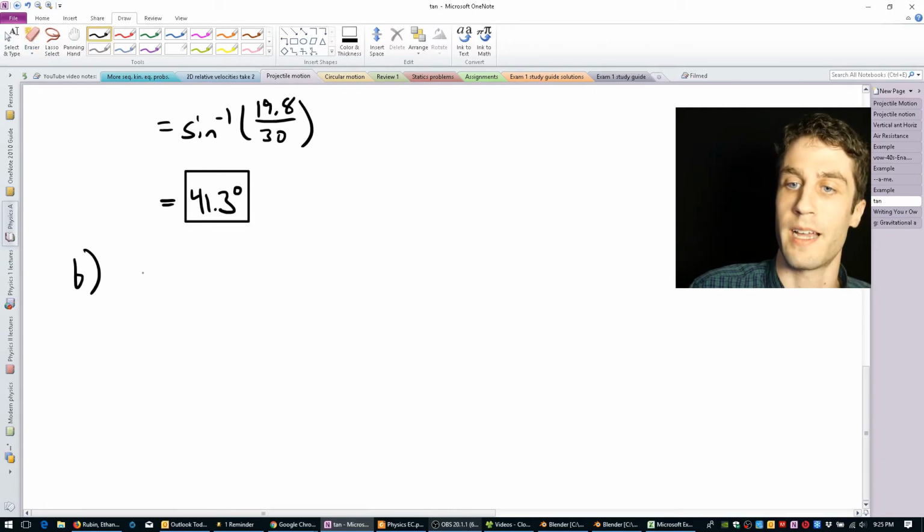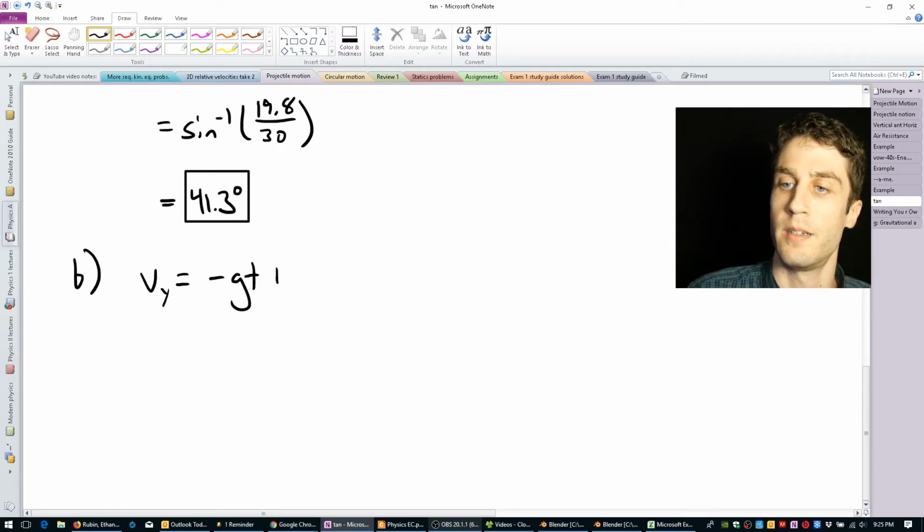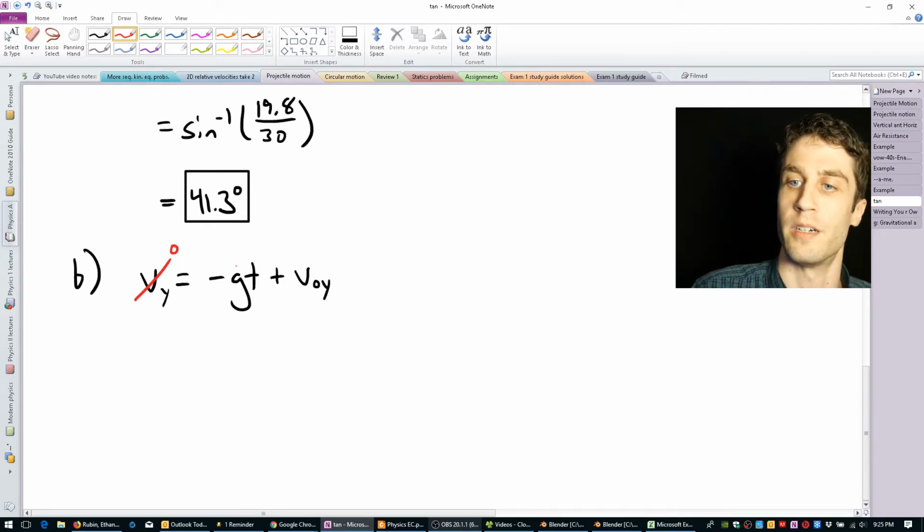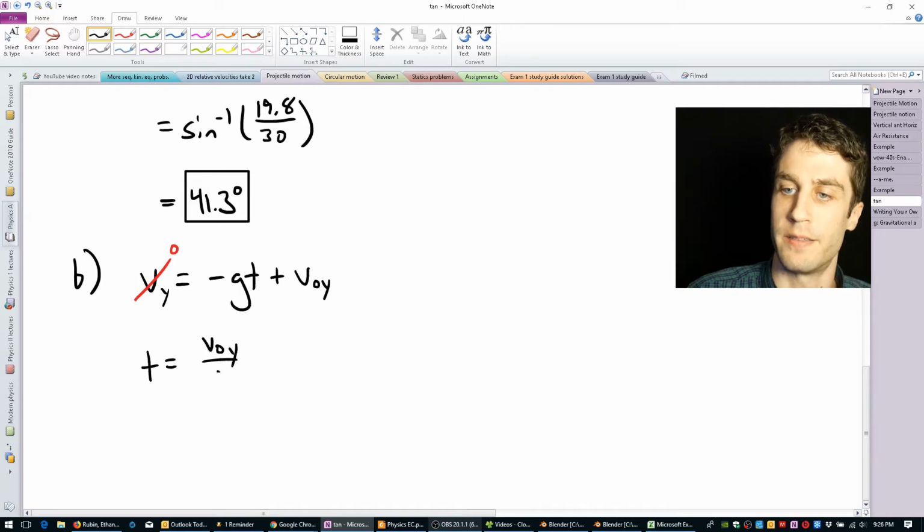And so that's Vy, the final y component of the velocity, is equal to negative gt plus v naught y. Vy is still 0. It's flying horizontally when it travels through the axes, and so there's no vertical component to its velocity. And that means t is equal to v naught y divided by g.